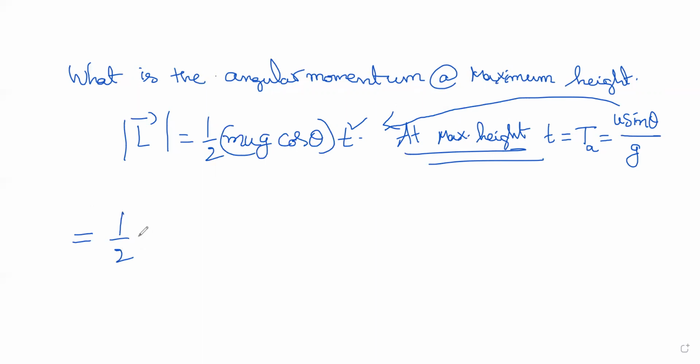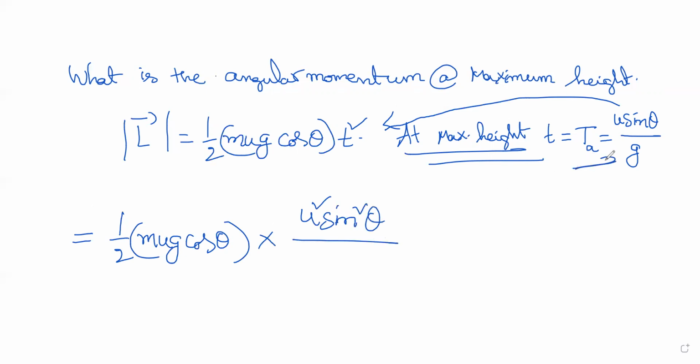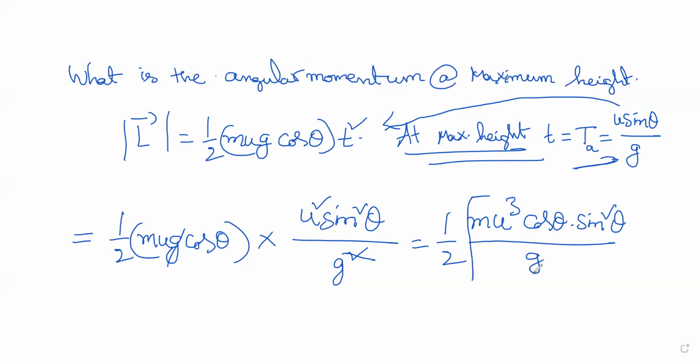So what you have is half m u g cos theta times t square. T square happens to be u square sine square theta divided by g square, since that is the time of ascent. You can calculate this. So one g and one g is gone. What you are going to get is half m u cube cos theta sine square theta divided by g. So that's the answer for you.